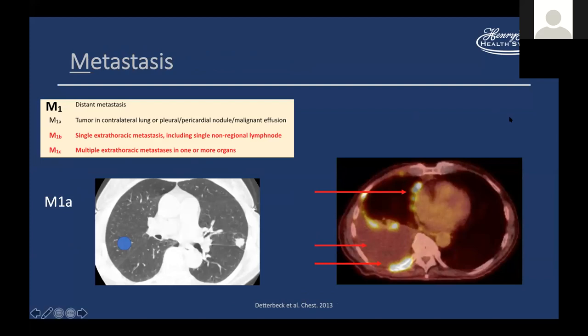And then lastly, M staging. So M stands for metastases, obviously, and it's divided into M1A, M1B, and M1C. M1A is basically intrathoracic metastases, so a tumor in the contralateral lung or in the pleura, as you can see here and here, or in the pericardium, or if you have a malignant pleural effusion. So those all would be M1A.